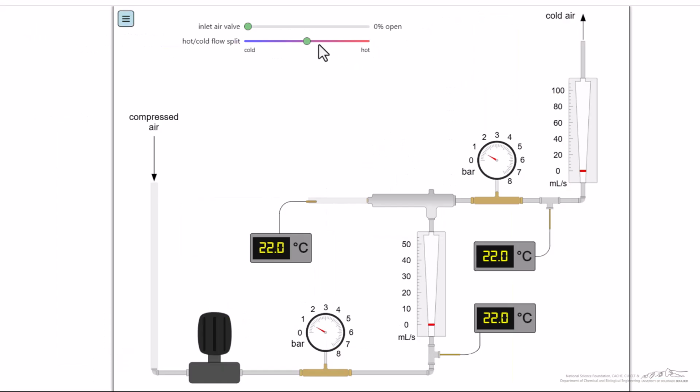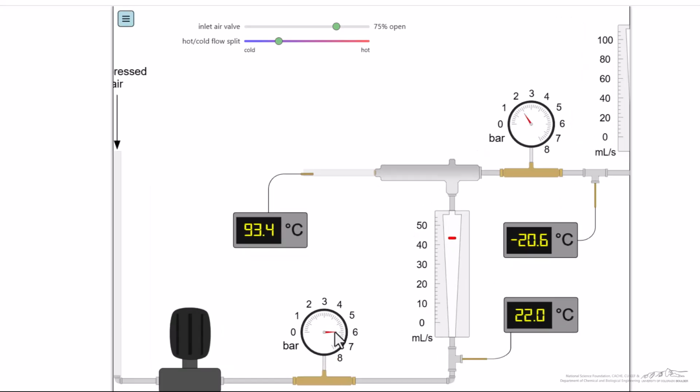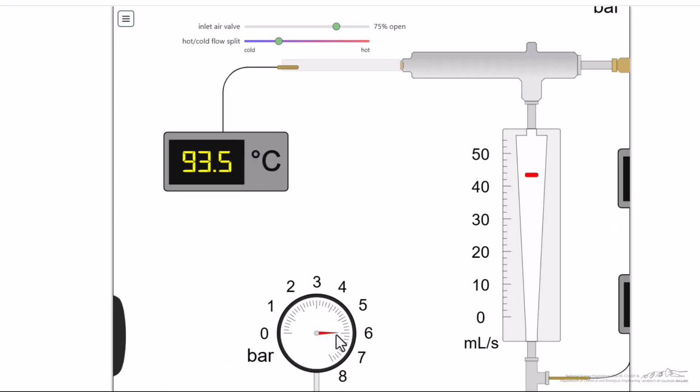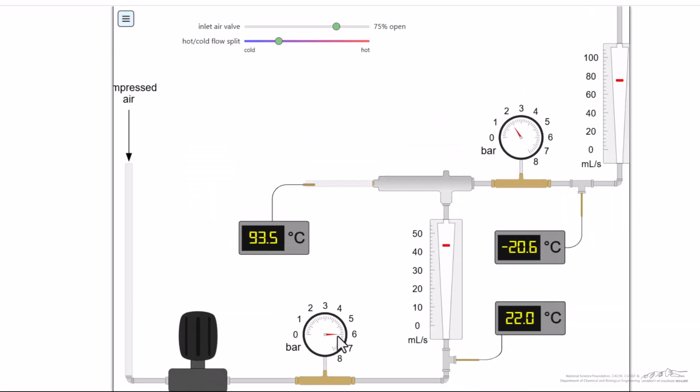So here's the digital experiment, and let's say we'll select the split more towards the cold end, and let's increase the valve opening, and you can see the flow meters show the flow rates. Keep in mind these flow rates are at the pressure, so this is milliliters per second at this pressure. We can read this pressure more accurately by zooming in with the scroll wheel. So if we want an accurate pressure measurement, we can do that.